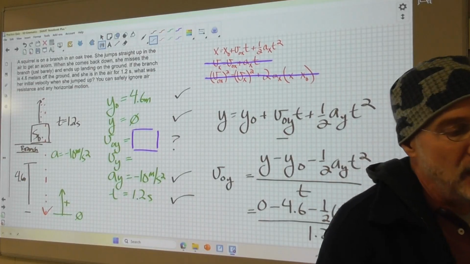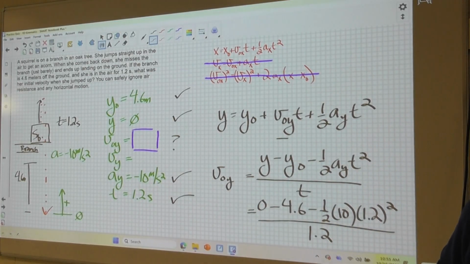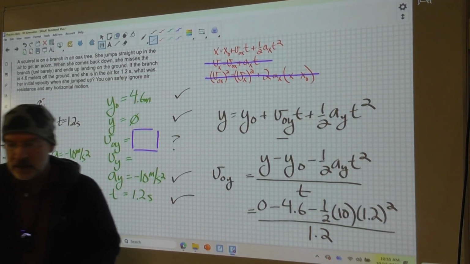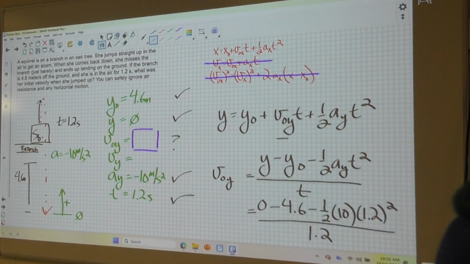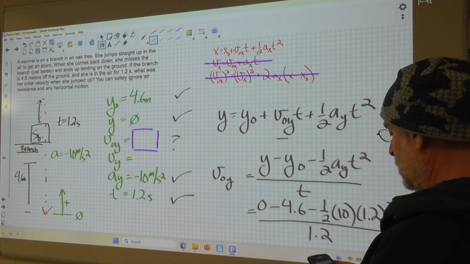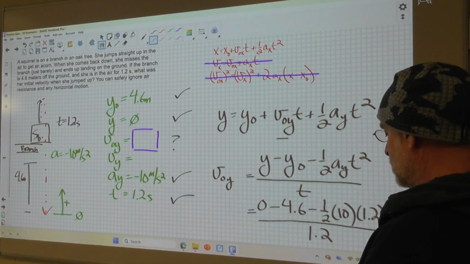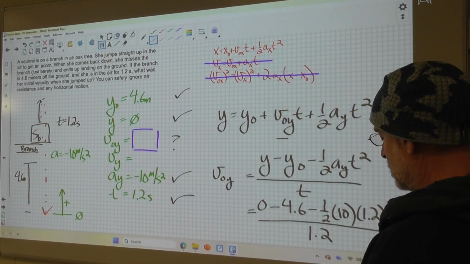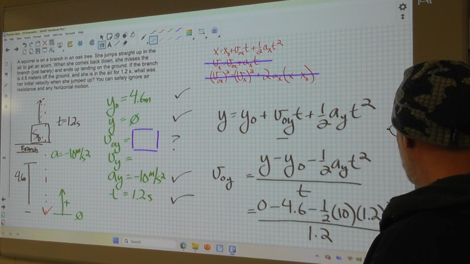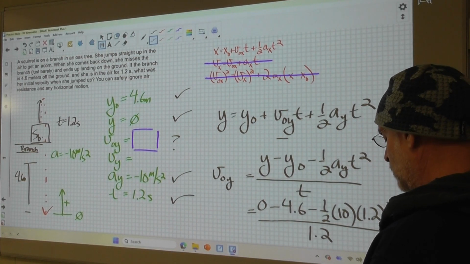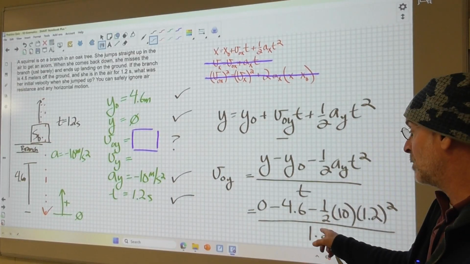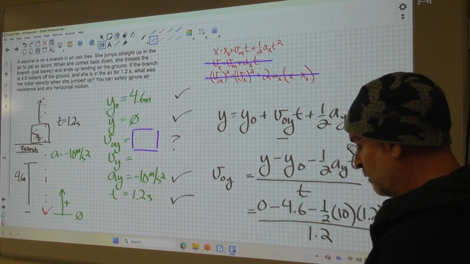And I can't do that math in my head. Maybe 20 years ago I would have been able to, but I can't now. So I'm going to take this calculator that doesn't have batteries, then I'm going to take this calculator that does have batteries, and it's going to be negative 4.6 minus 1/2 times 10 is 5, minus 5 times 1.2 times 1.2. See how I'm doing this too fast? Foolish. Don't do it the way that I'm doing it. Write out the answers.